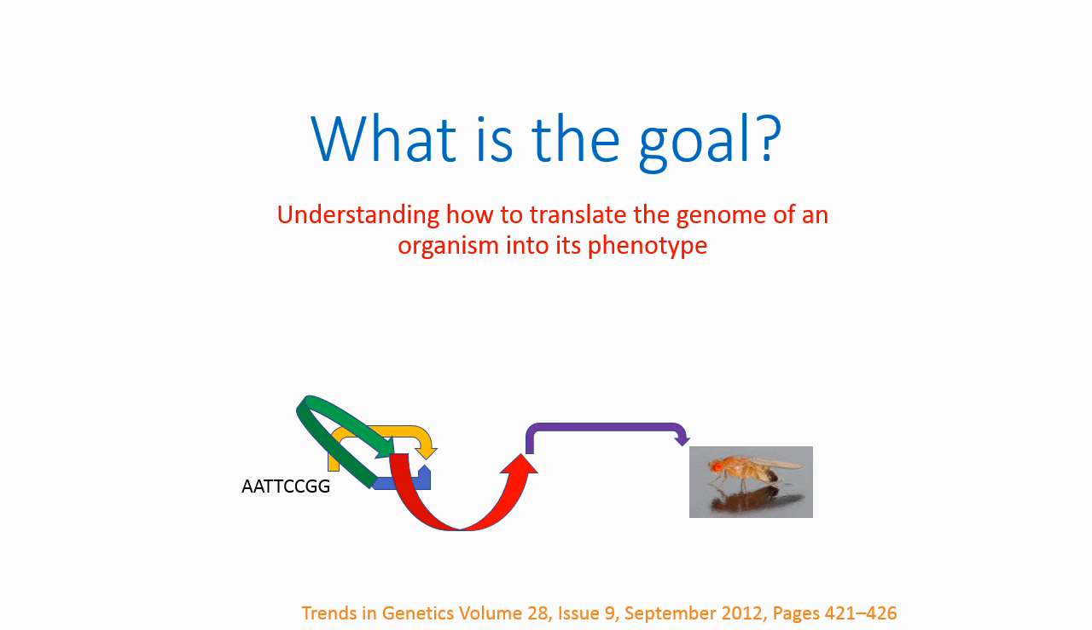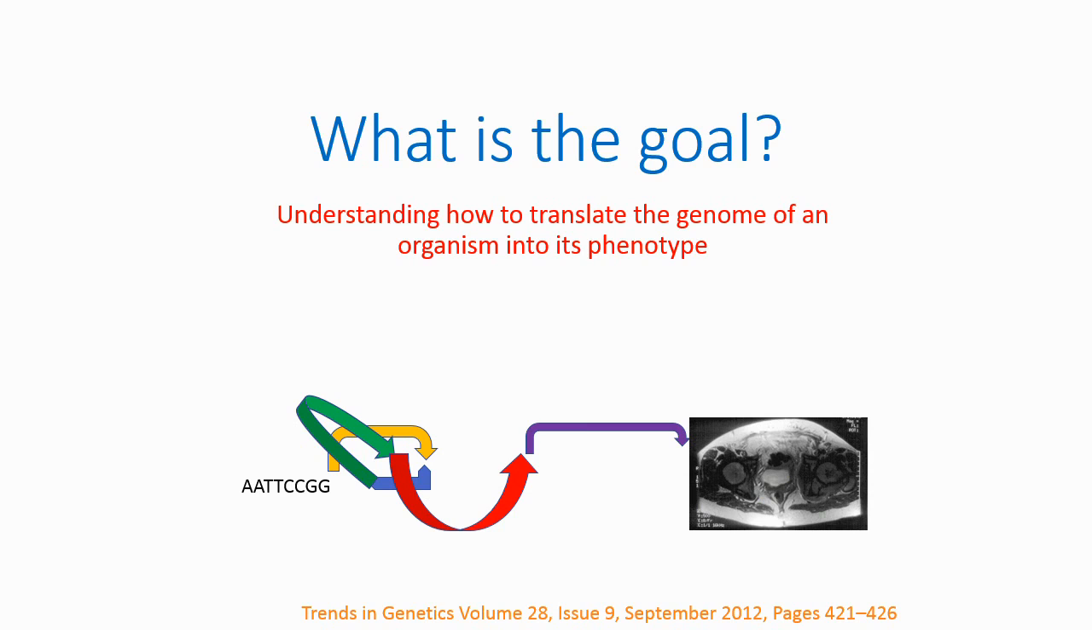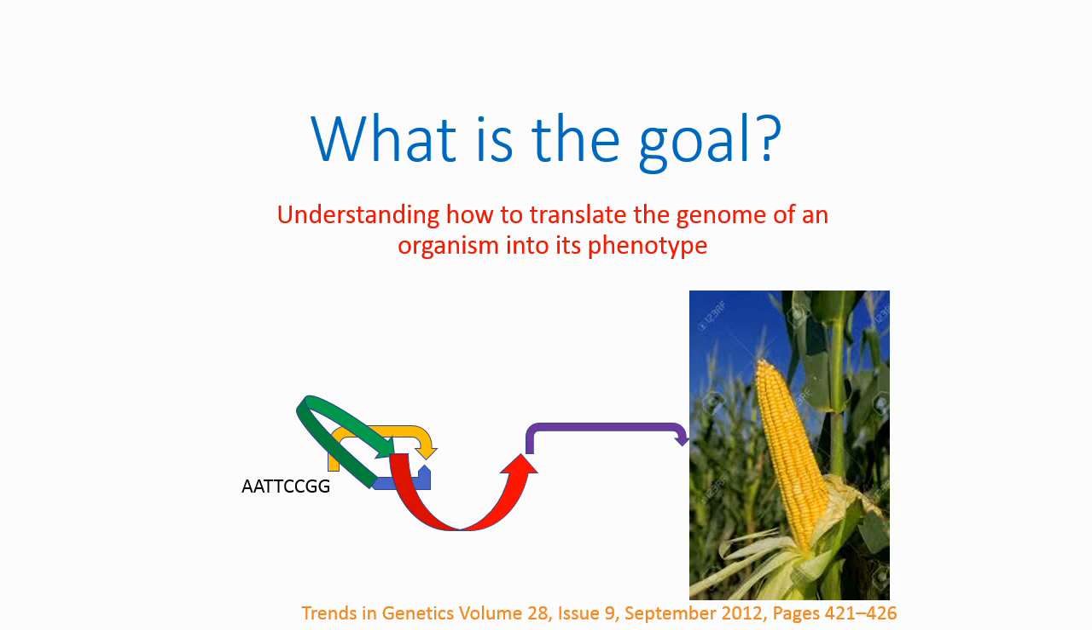This is a general question, and fruit flies are one of the organisms that I'm very, very interested in, and many of you may know some of the work that I do with fruit flies. But I'm also interested in things like pathogenesis; this is a bone and joint infection from Staph aureus. And then today, I'm going to talk to you about one of the world's most amazing plants, maize. The question is the same, regardless of what organism you're working with. And so the question then really is, how do we do this?